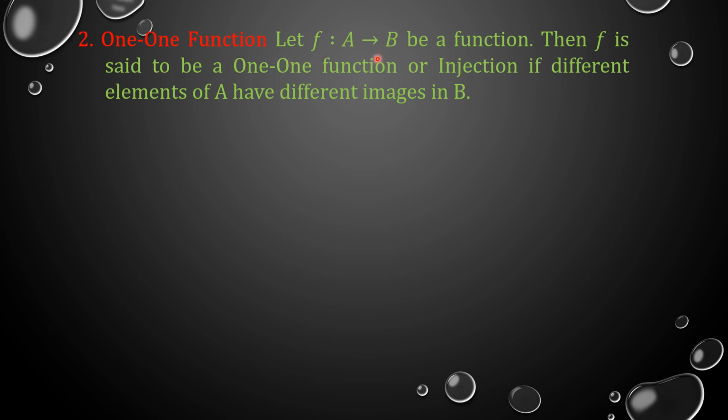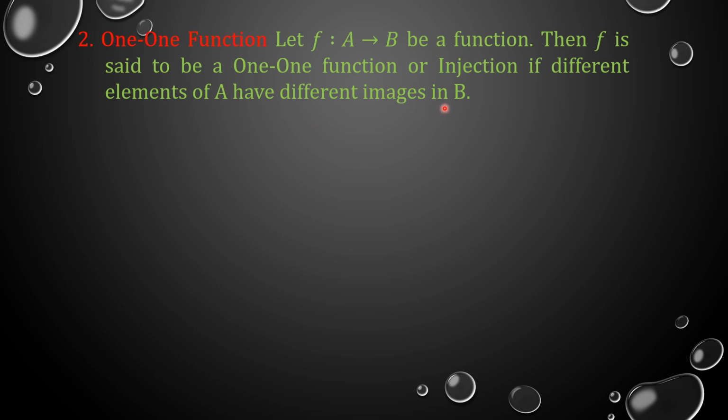Let f be a function from A to B. Then f is said to be a one-one function. One-one means one to one. A single element has a single image. So it is a one-one function or injection if different elements of the set A have different images in the set B.